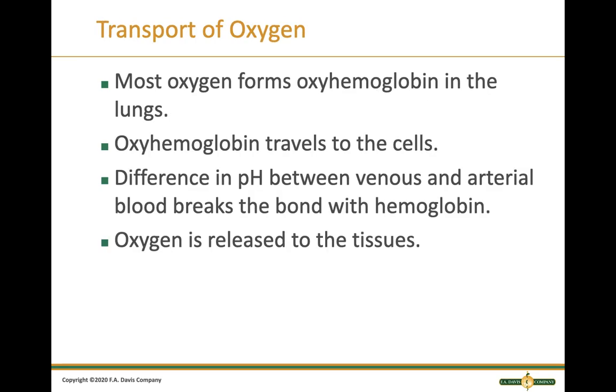Alright, next thing we need to know is how oxygen is transported in the blood. So most oxygen forms oxyhemoglobin. That means it's bound to the hemoglobin. And then that oxyhemoglobin travels to the cells. And then when it gets out to the tissues, the pH changes, and that helps break the bond between the oxygen and hemoglobin, and the oxygen is released to the tissues. So most of it is transported by hemoglobin.